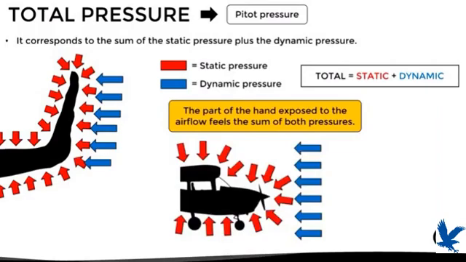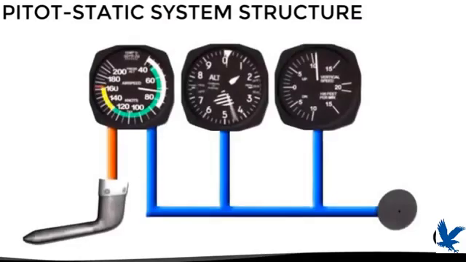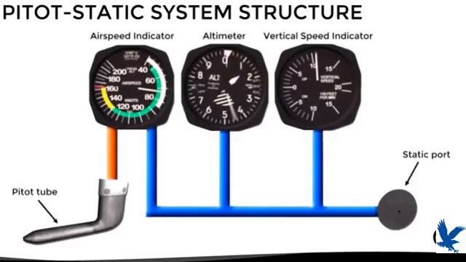Having already understood all these definitions, let's now see what the pitot-static system consists of. This, in its simplest form, is composed of a pitot tube and a static port that feed the three instruments that we had mentioned previously. The static port sends information to the three instruments, the airspeed indicator, the altimeter, and the vertical speed indicator, while the pitot tube only sends information to the airspeed indicator. We will now see each of these sensors in more detail, so let's start with the pitot tube.